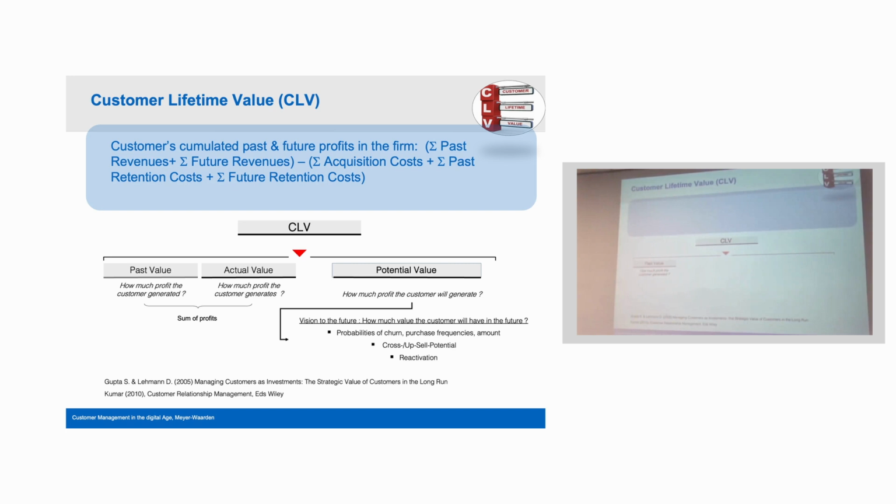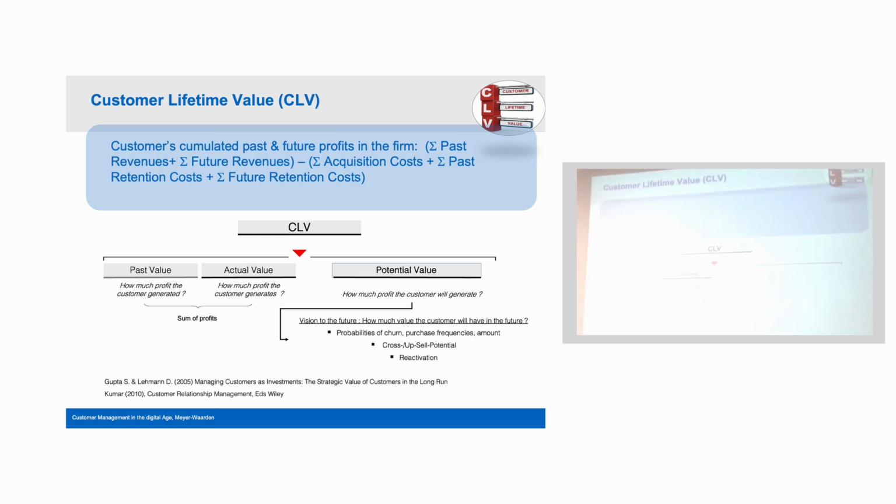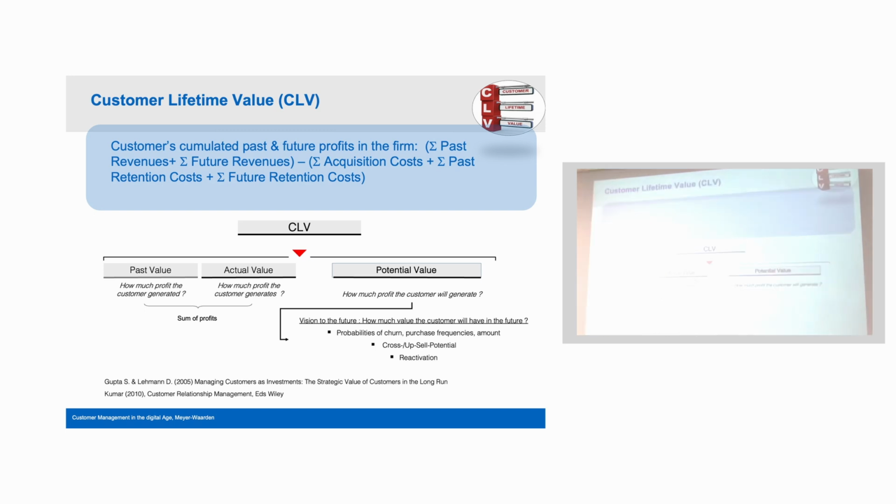So you have the past value, as I just stated. It's how much profit the customer generated in the past. It's the actual value. You also accumulate what the customer has spent actually today. This brings the sum of profits of the past and the present, what the customer has spent over the time since he's active in the database, since his first purchase. These are the profits generated since the customer came into the database. And to that you add the potential value, how much profit the customer will generate in the future.